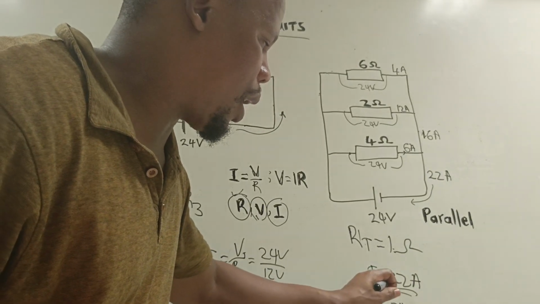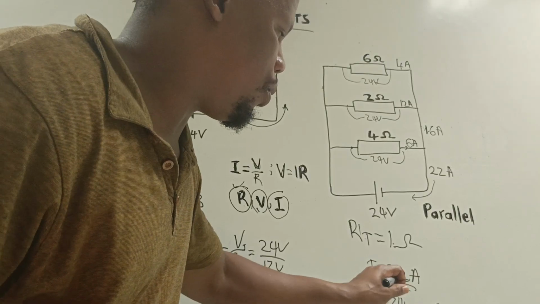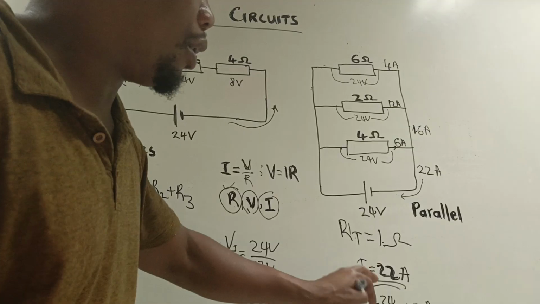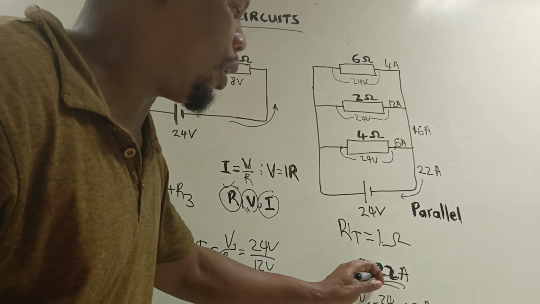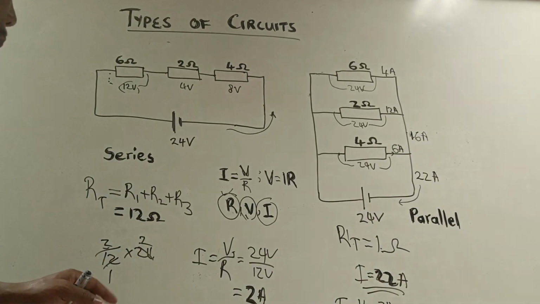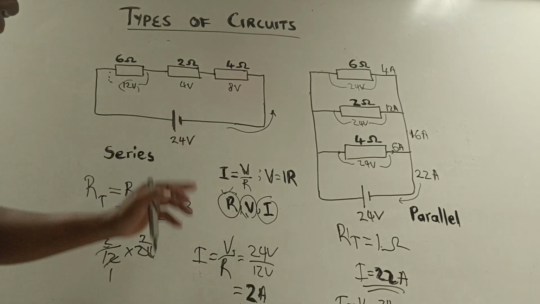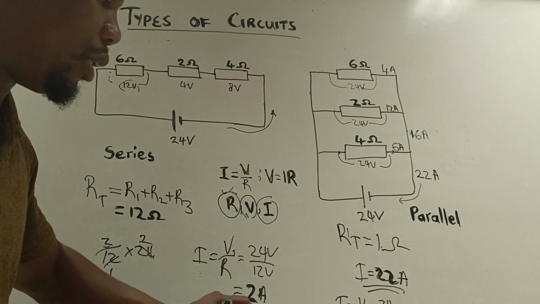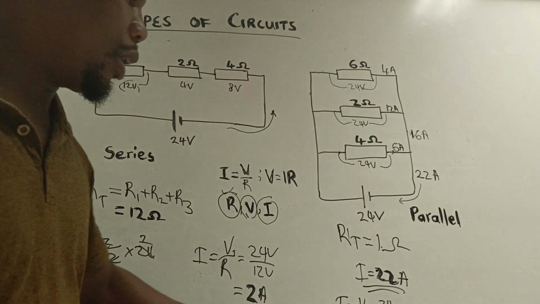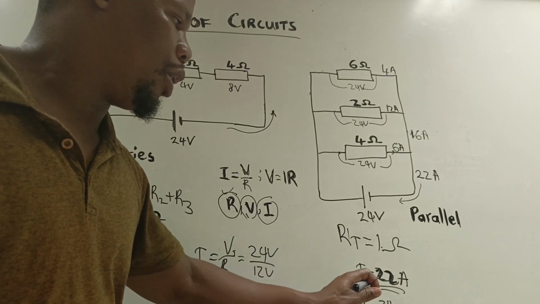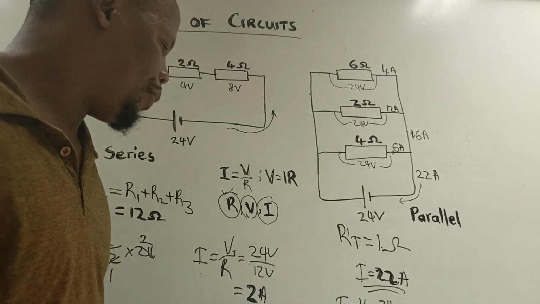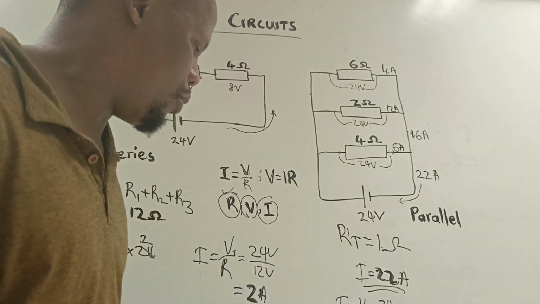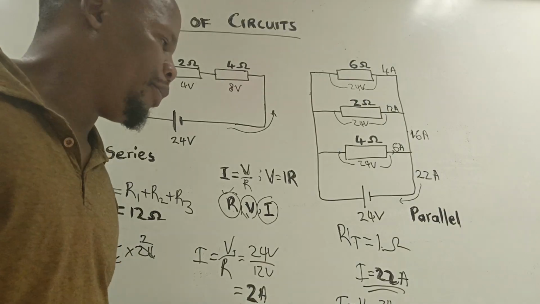But the most important thing is that the current in a parallel arrangement is very high compared to the current in a series circuit. The current in the series circuit is 2 amps, whereas in the parallel arrangement it is 22 amps. The current in parallel is 11 times more than in series.